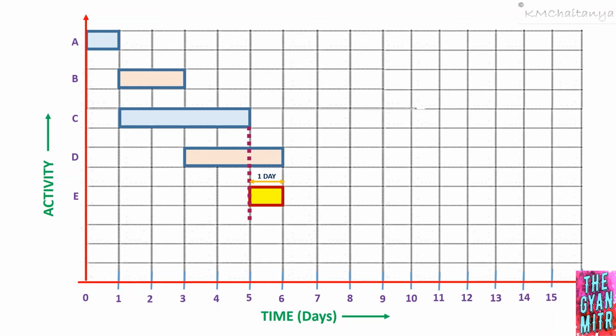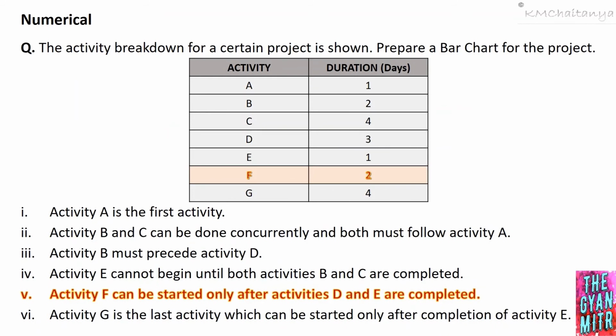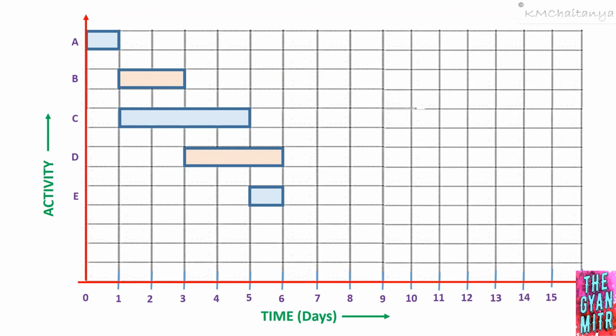Now let's move on to the next relation. Activity F can start only after activities D and E are completed. So we'll see how this looks. We know the duration of activity F is 2 days. Therefore, I'll have my activity F below activity E. From the relation they have given, activity F cannot start until both activity D and E are completed.